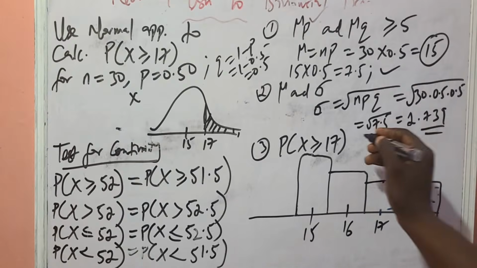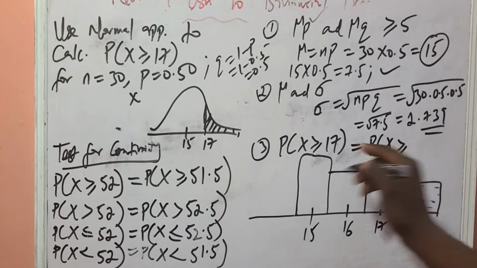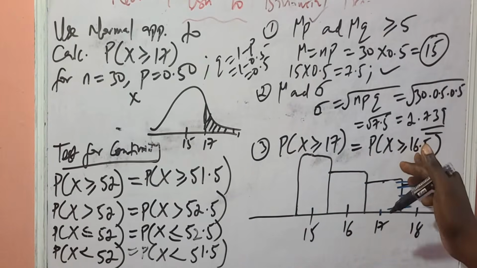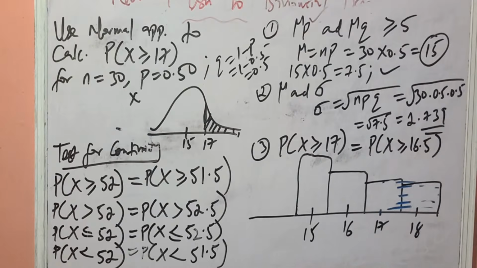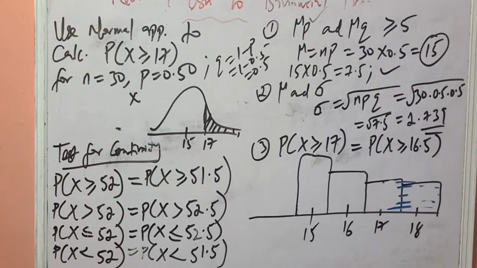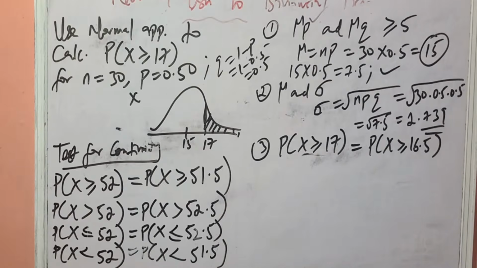So what you're going to be doing here is to say this probability of x greater than or equal to, you'll be using 16.5 in this case. Using this one now gives me the ability to factor in every part of 17. All right. So this is the reason why you do the correction for continuity. All right, so let's go on to apply that.